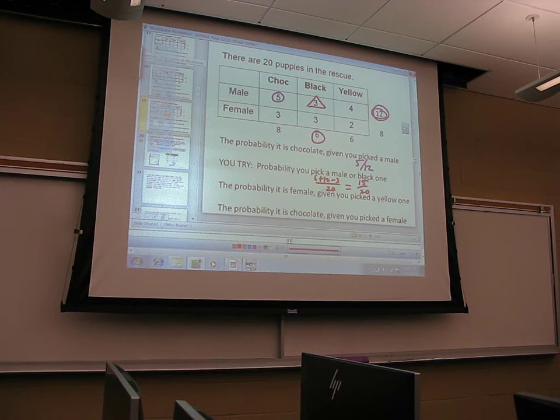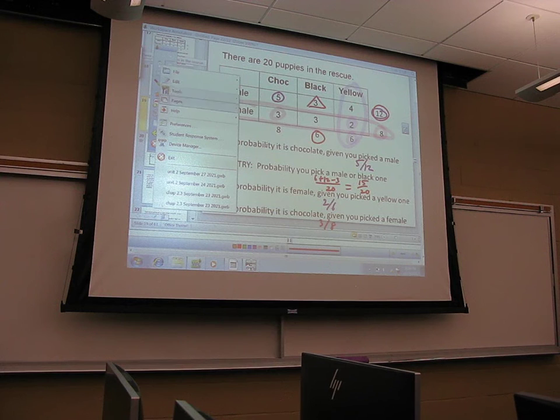The probability it's female given you picked the yellow one. So given it's yellow, you know it's yellow. The probability it's female, 2 out of 6. All right, so 2 out of 6 female, and then the probability it's chocolate given you picked a female. So now you're given female, so now you know it's one of these. Probability it's chocolate, 3 out of 8. 3 out of 8. Good? All right. So fix your work if it's incorrect, and we'll move on.